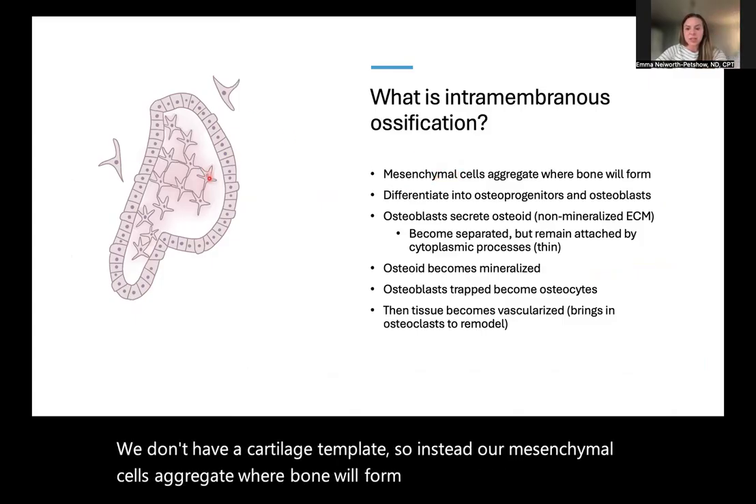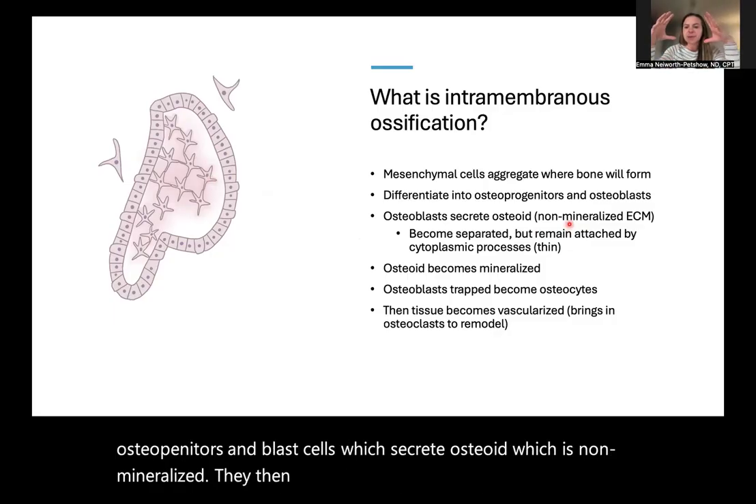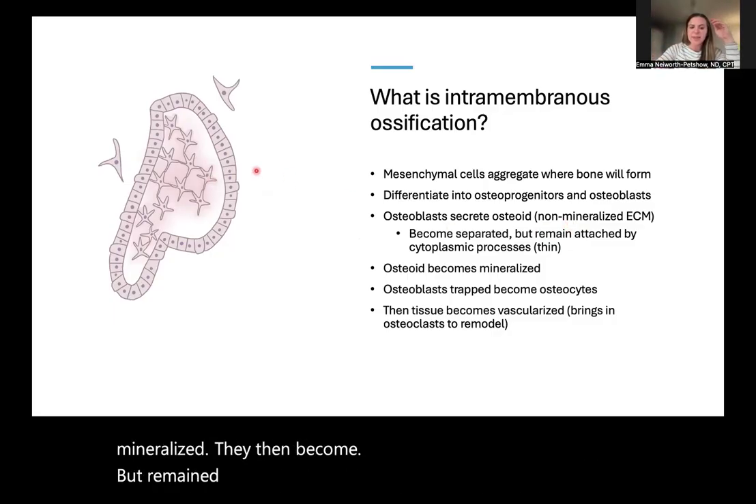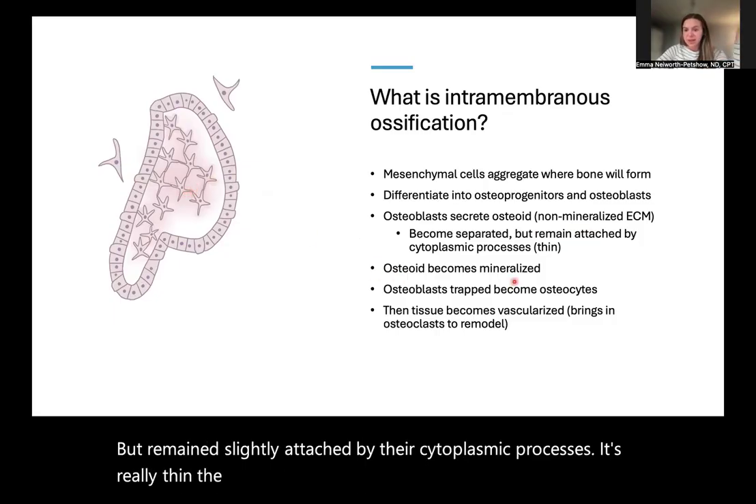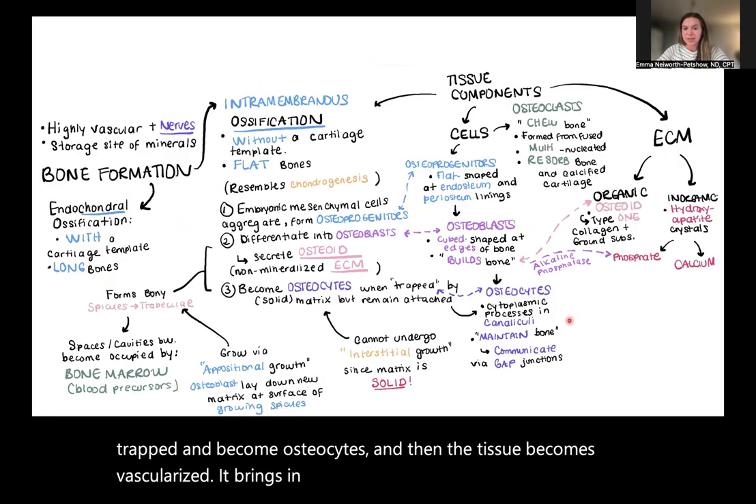They then differentiate into osteoprogenitors and osteoblast cells, which secrete osteoid, which is non-mineralized. They then become separated but remain slightly attached by their cytoplasmic processes. It's really thin. The osteoid becomes mineralized. They then become trapped and become osteocytes. And then the tissue becomes vascularized. It brings in osteoclasts to remodel it.